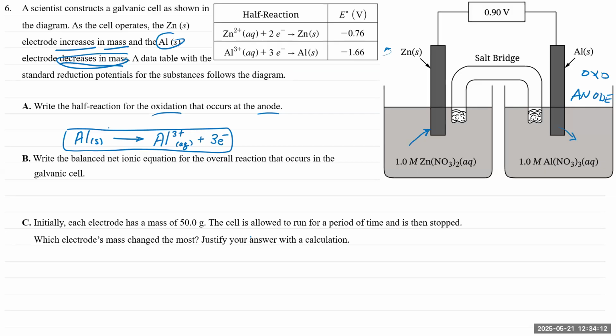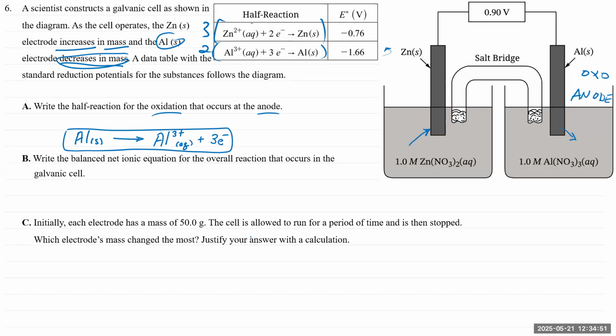Part B, write the balanced net ionic equation for the overall reaction that occurs in the galvanic cell. So we know that we've got the oxidation half reaction, and all we have to do is carry over the same for zinc. But we do have to understand that there is a discrepancy between the electrons right here. So what we need to do is multiply the top by 3 and the bottom by 2. Okay, so there go some changes.